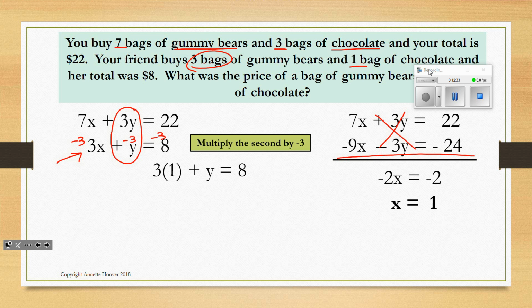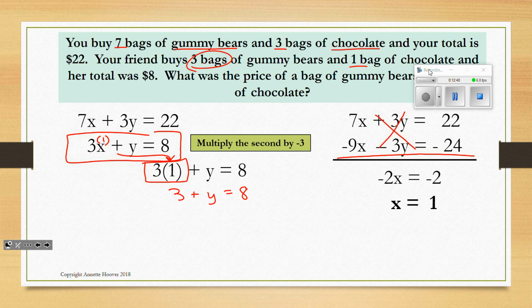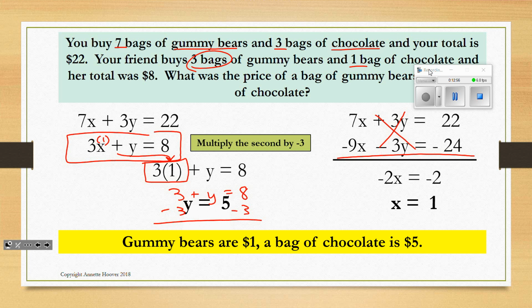Let me erase all this extra stuff here so you can see it there again. Here was the second equation, and if I know that 1 is x, I can plug that back into the equation, use my order of operations. 3 plus y equals 8. Subtract 3 on both sides, and we find out the bags of chocolates are $5. $1 for gummy bears and $5 for chocolates.